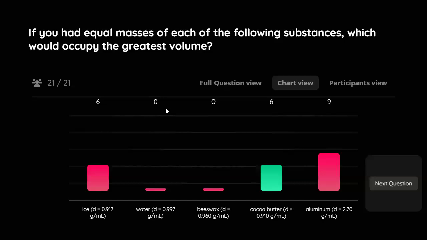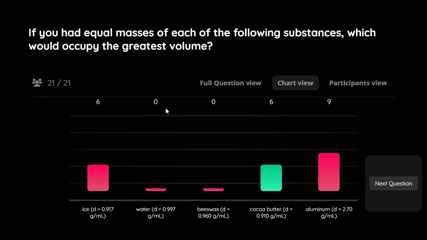Okay, not a surprise, there's more of a spread here. Logic would dictate that the answer to this question is either going to be the one with the highest density or the one with the lowest density. If you picked ice, you probably didn't see that cocoa butter was just slightly less dense.